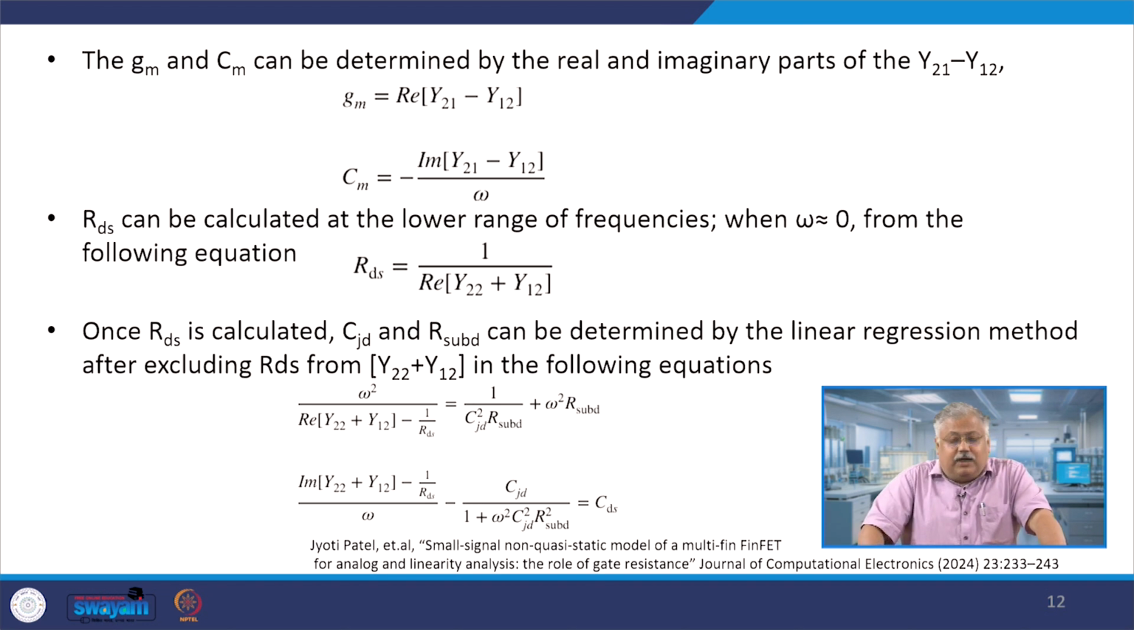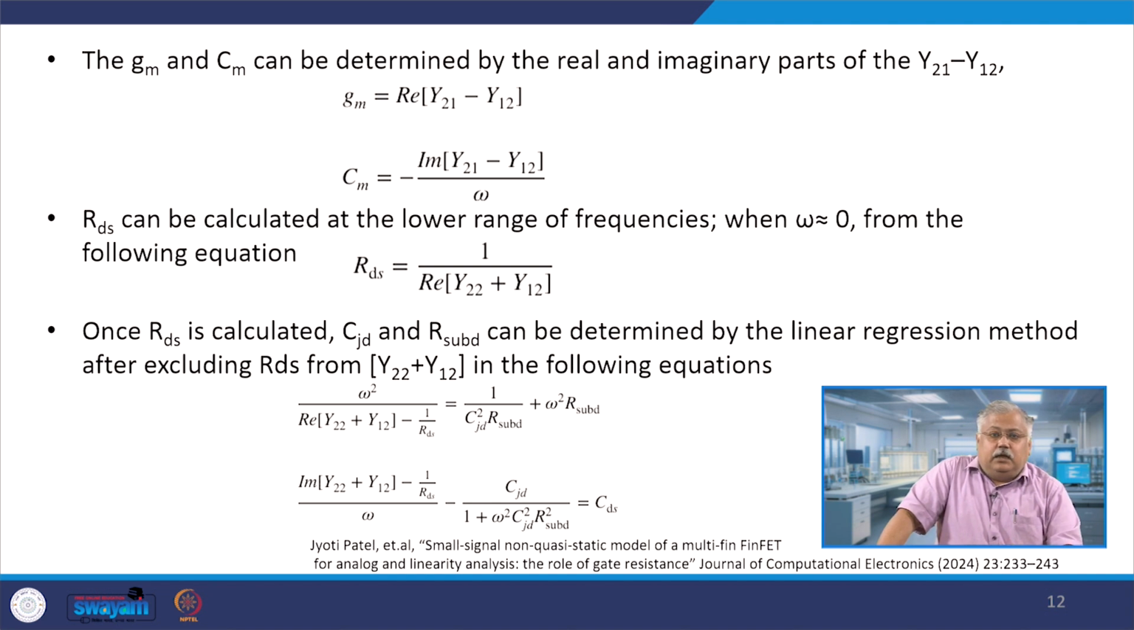Now one important parameter which you should be aware of is the transconductance of the device. The transconductance of the device is basically the difference between y21 and y12, the real part of it. If you look very carefully, the difference between them is nothing but the difference between the quasi-static model and the drain current which is flowing through the device. And this value of Cm is given by this quantity here, the imaginary value of y21 minus y12.